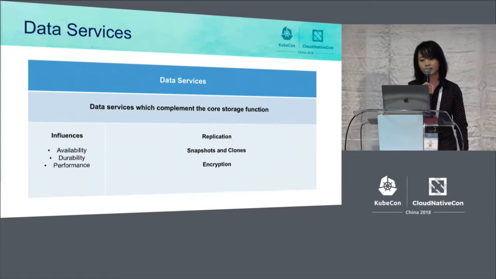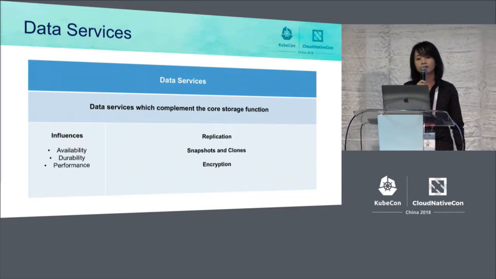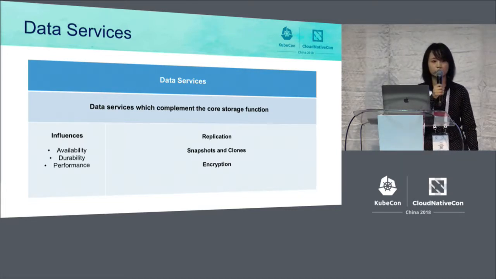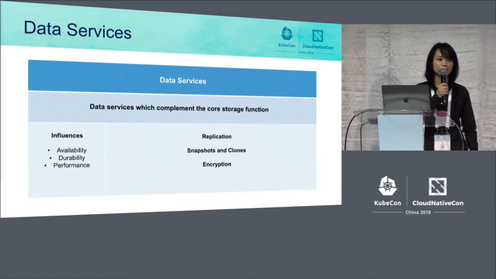And a clone is a full copy of the data set, and a clone is not dependent on the original data. So the snapshot is usually read-only, and a clone is usually a read-write copy. And they can be used to restore data. Encryption is another thing that many storage systems use to protect the data, and encryption can be applied to data at rest and data in transit.